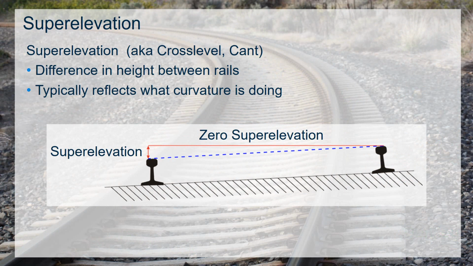When we talk about superelevation, superelevation is a difference in height between the left and the right rails. It is generally applied in curves, with the low rail being on the inside edge of the curve. It is applied to offset the lateral forces that are felt when a vehicle traverses a curve.